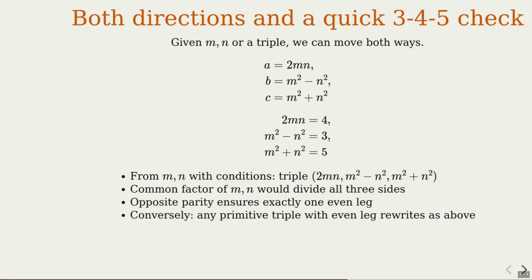Conversely, starting from any primitive triple with an even leg, you reverse the same factorization argument. You look at the hypotenuse plus the odd leg and the hypotenuse minus the odd leg, show that those two numbers are coprime and have the same parity, and conclude that they must be squares of m and n. That recovers m and n and brings you back to this parametrization.